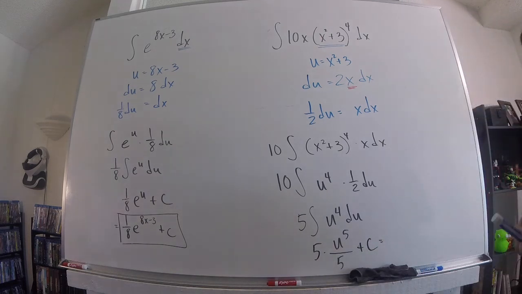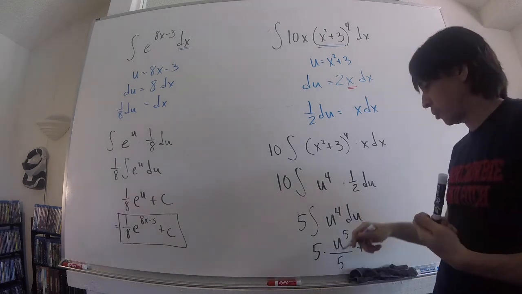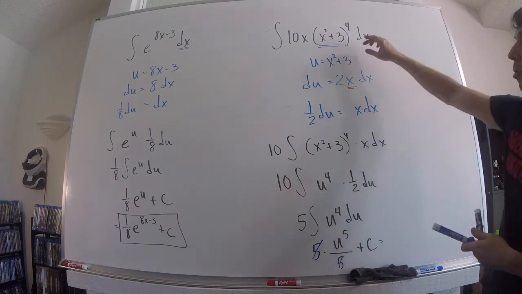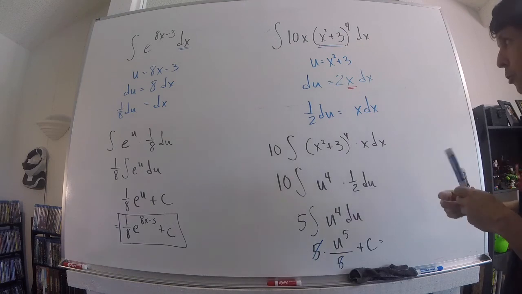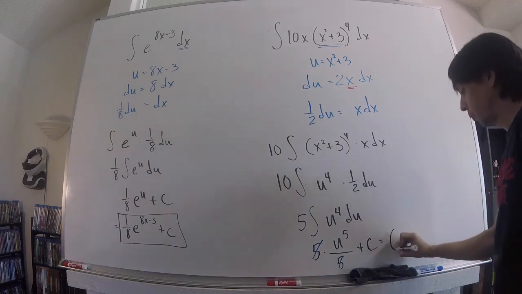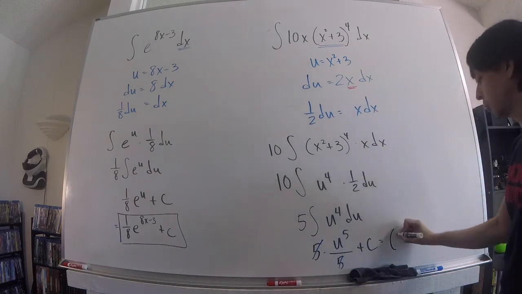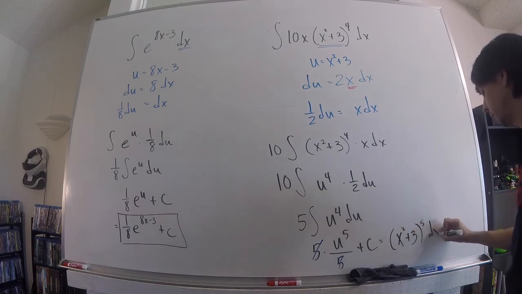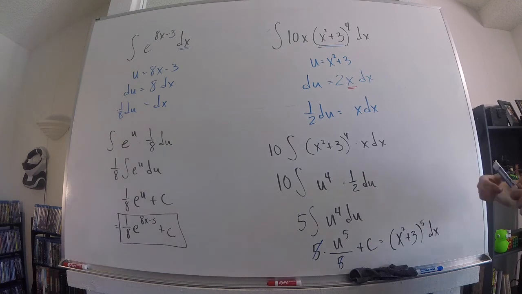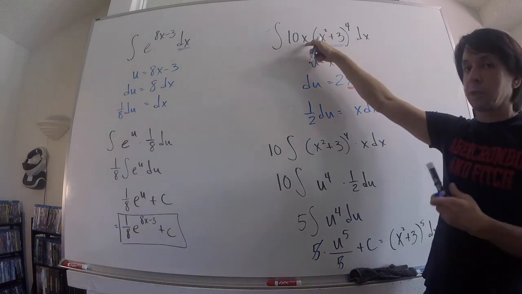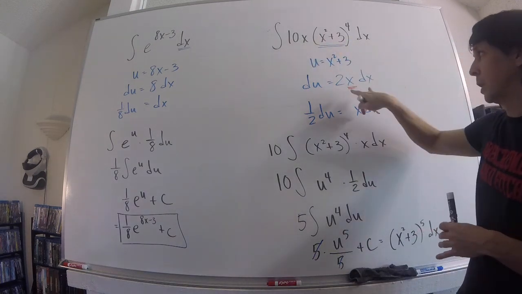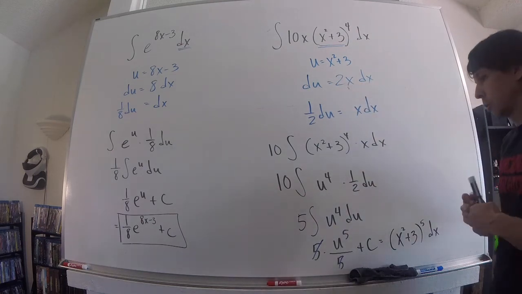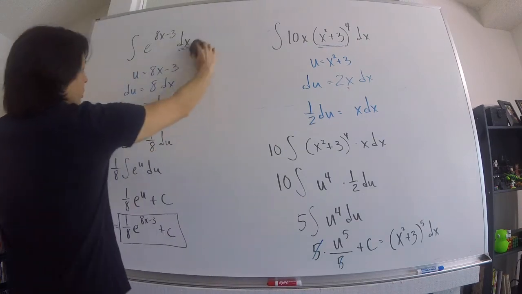Okay, the 5's are going to cancel, so I get a clean u to the 5th plus c as the antiderivative of this integral. But I want the antiderivative of the original, which means I have to rewrite it in terms of x. U to the 5th is going to be (x squared plus 3) to the 5th dx. That x, which makes it look more complicated, actually makes it nicer, because when you do your du, you get that x dx. I do want to note that as a side thing.